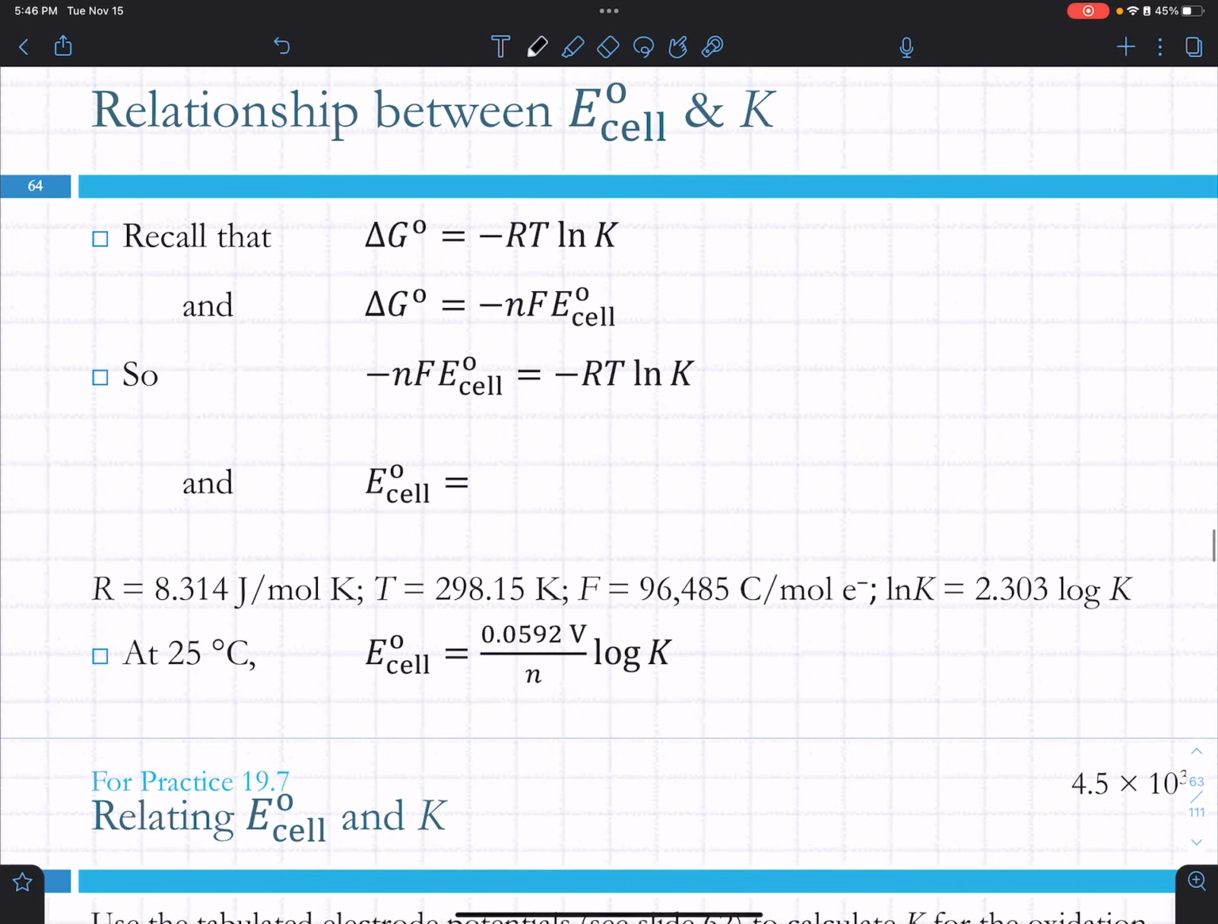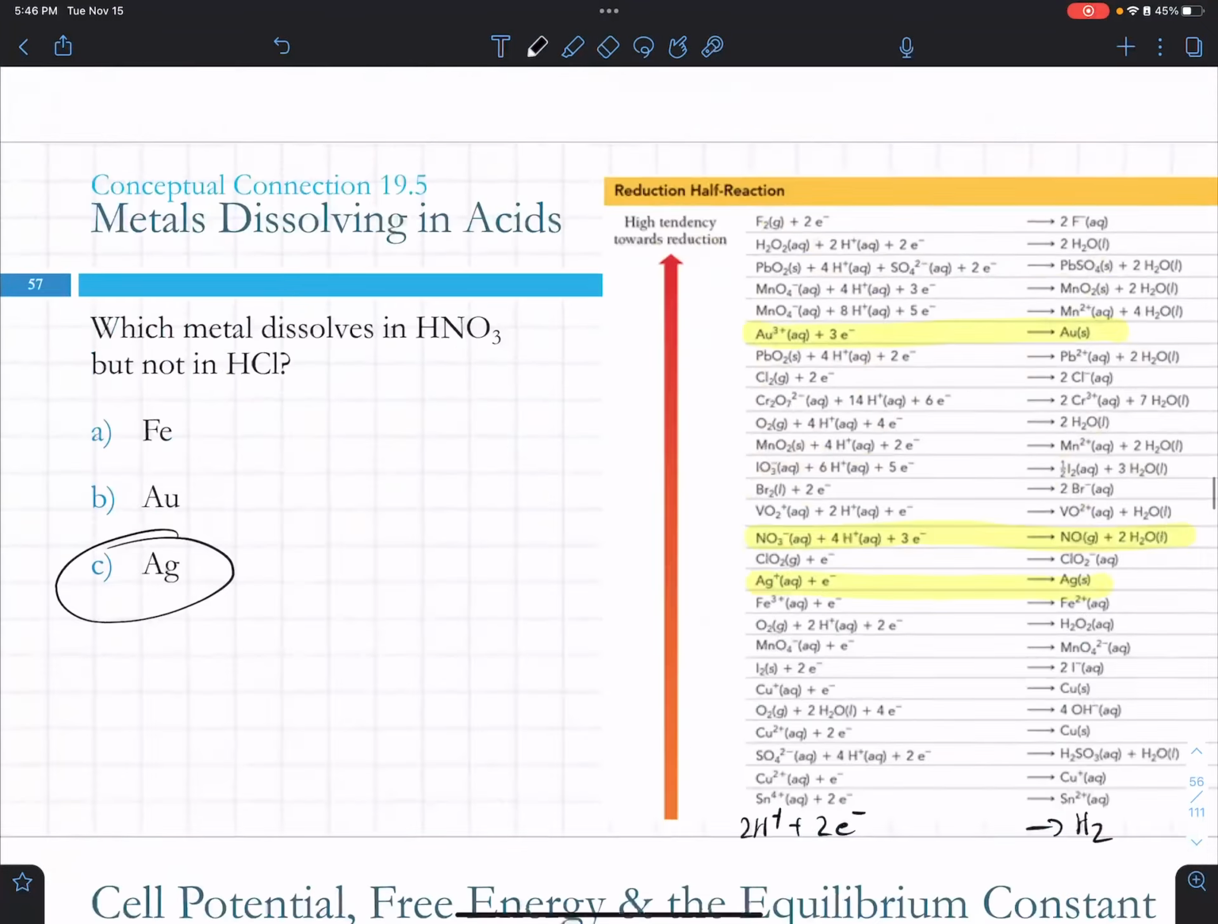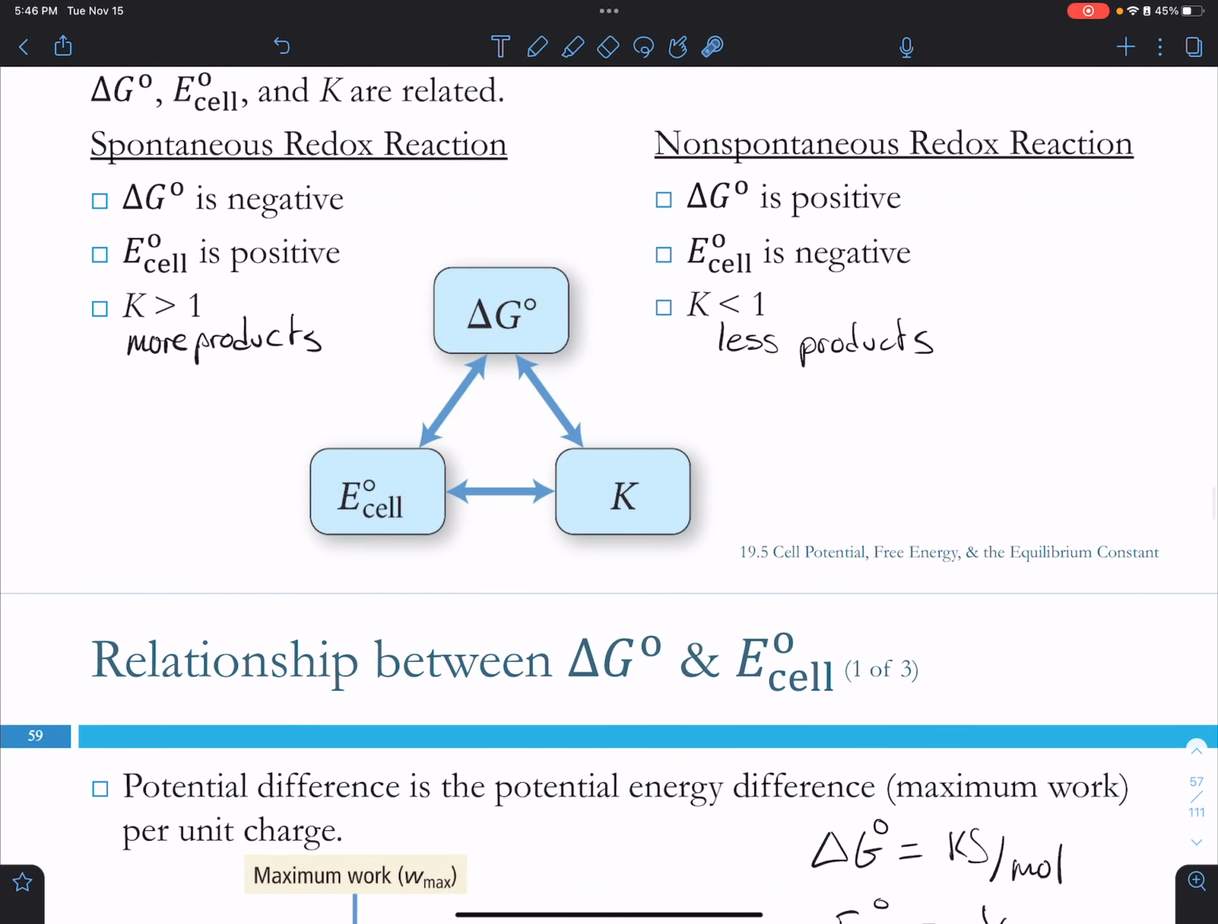Moving on. So we go back to this triangle actually. All right, so we did this delta G to E cell. Delta G equals negative n F E cell. We filled in that link. Now we're going to talk about how E cell is related to K, or the equilibrium constant.